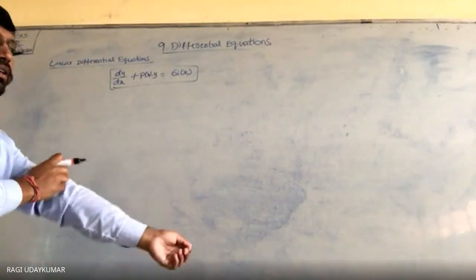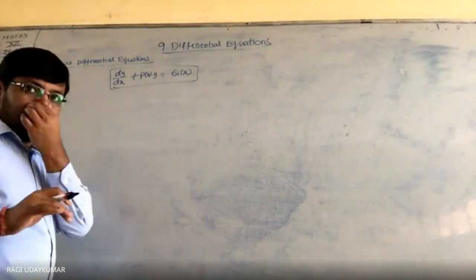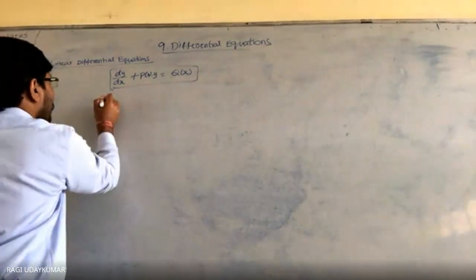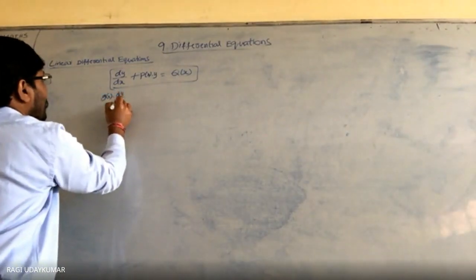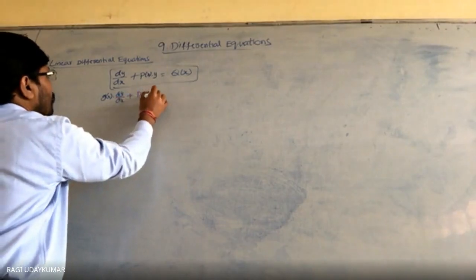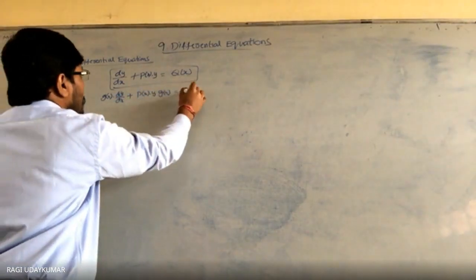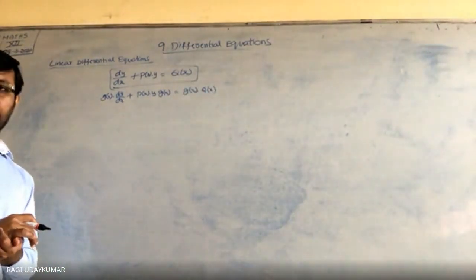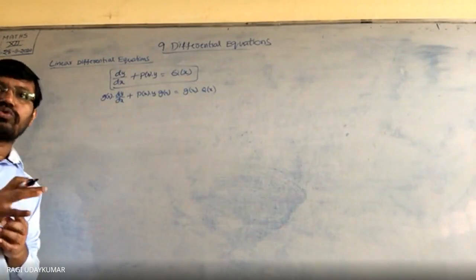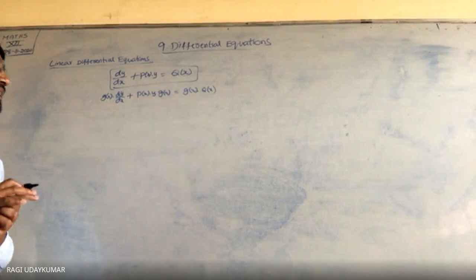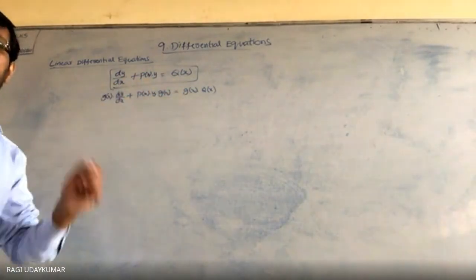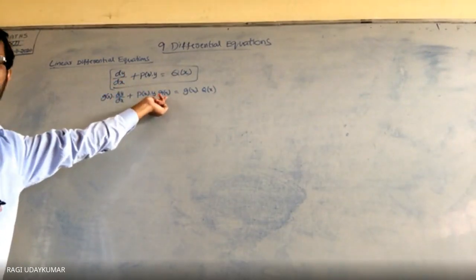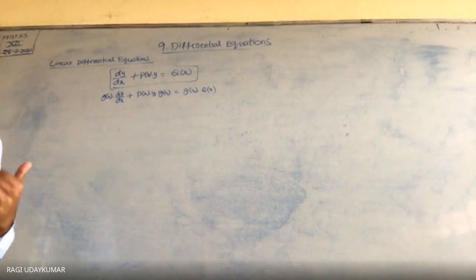Proof, with the proof I am going to explain to you now. Let us multiply g(x) on both sides. G of x both sides multiply करना. So what do you get here? g(x) dy/dx + p(x) y g(x) = g(x) q(x). Now here you have to choose g(x) in such a way that the left-hand side becomes the derivative of y into g(x).